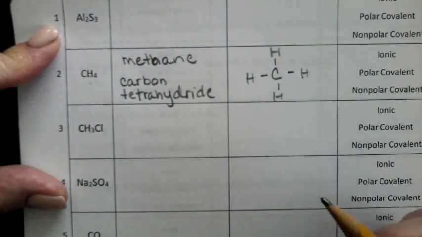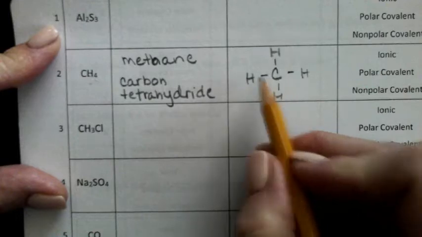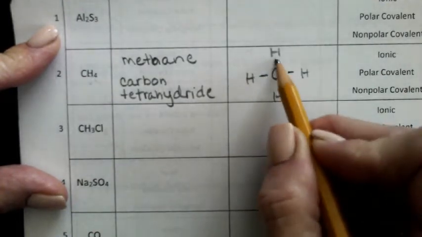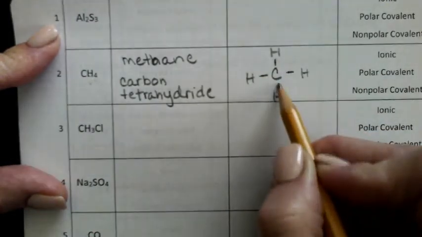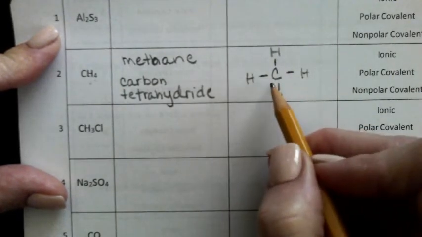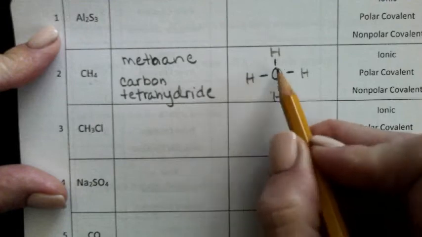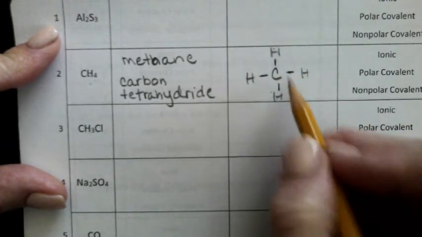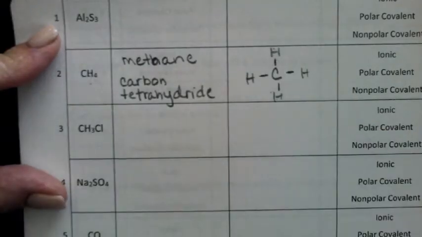Okay, then I'm going to check for an octet. Carbon has 2, 4, 6, 8 electrons circling it. Each hydrogen, remember, only needs 2 electrons to be happy. So each of these hydrogens is sharing 2. So the hydrogens are happy. So this is my Lewis structure.